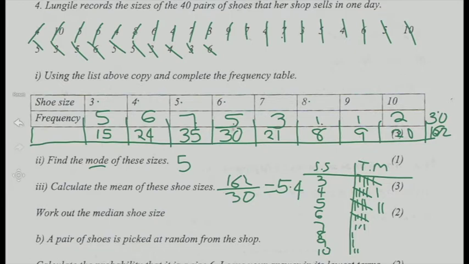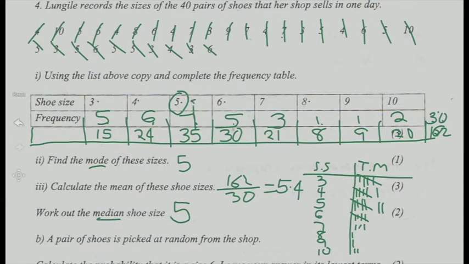Work out the median shoe size. The median shoe size. So it's 30 divided by 2, because the median, remember, is the middle number. So 30 divided by 2 will give us 15. So 5 plus 6 is 11. 11 plus 7 is 18. So our median is 5.